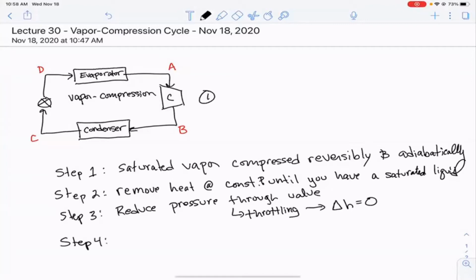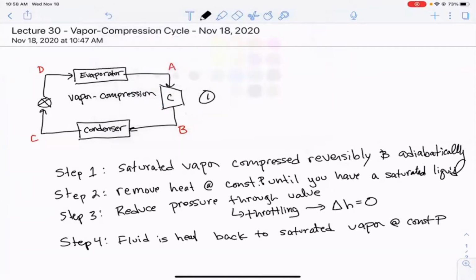And then step 4 is that the fluid is heated back to saturated vapor at constant pressure. I already drew step 1. Step 2 is if we're going to remove heat at constant pressure until you have a saturated liquid, you're condensing the liquid, right? So that's step 2. Then step 3 happens here in the valve. And then step 4 here is our evaporator.